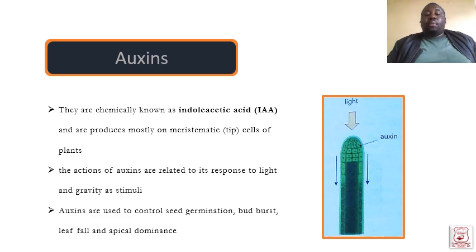Auxins are plant hormones, also known as indole acetic acid. They are produced in the meristematic tips of the roots and the shoots of a plant. And they offer different responses to the stimuli of light and the stimuli of gravity. Essentially, auxins control the process of seed germination. They also control the process of bud and leaf fall. And they also present what is known as apical dominance in shoots.